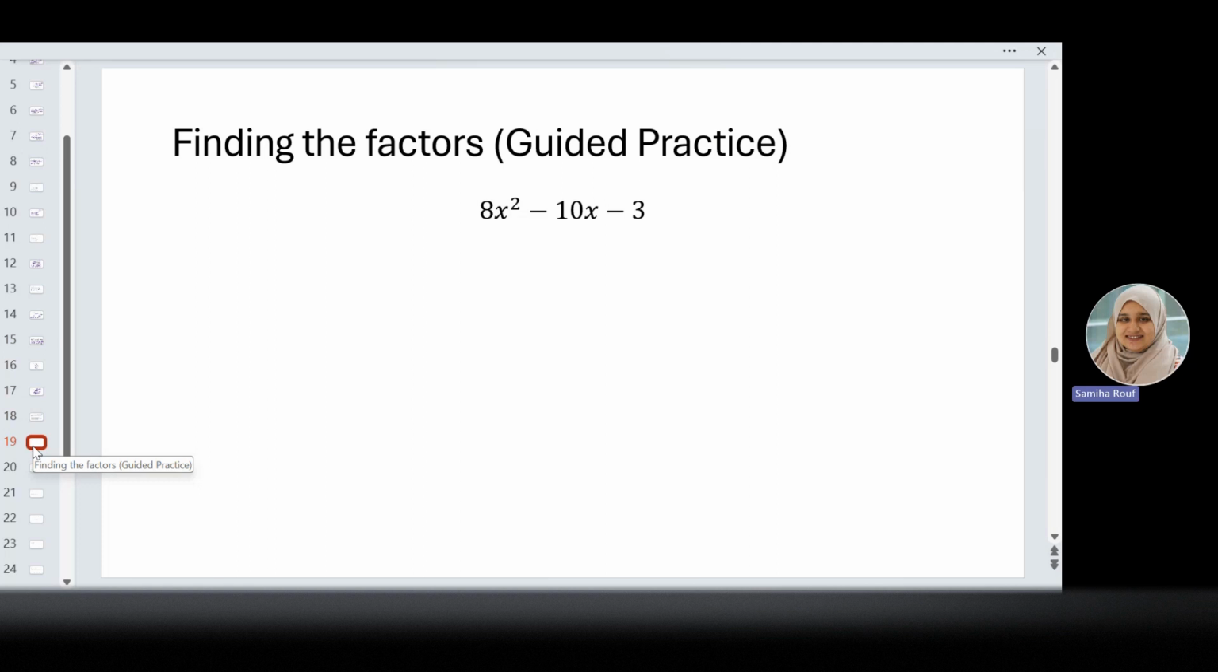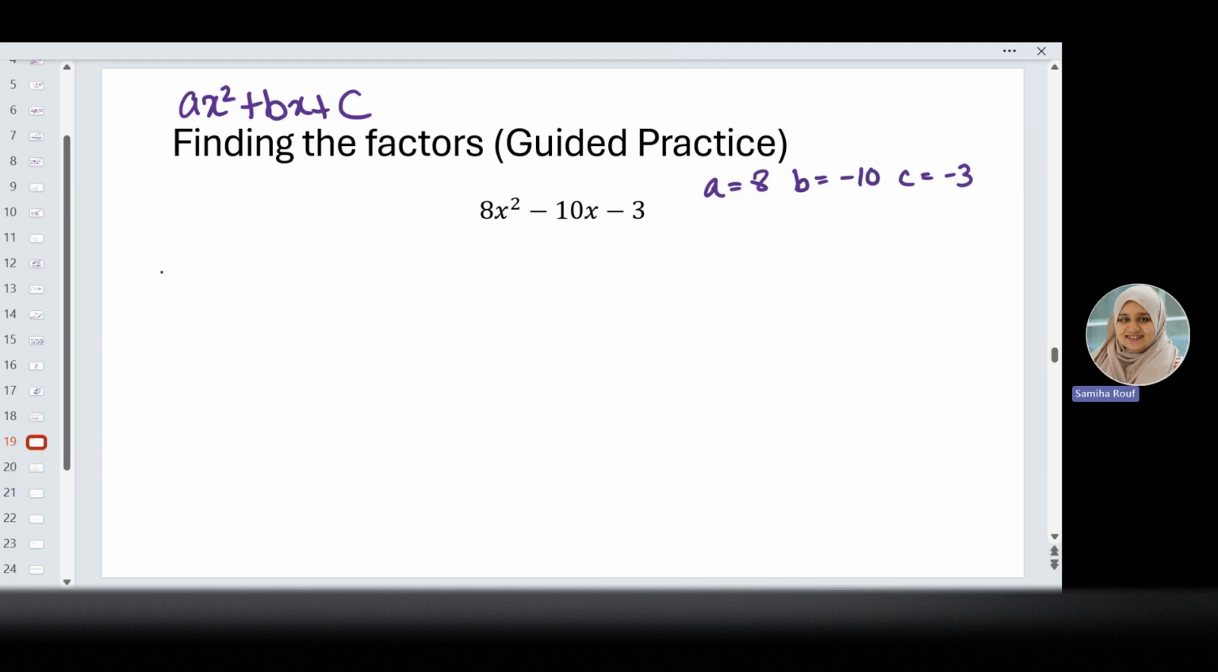How does the AC method work? Well, when you have this type of expression, the expression is ax squared plus bx plus c. Any expression that takes this form, so you have three terms. One of the terms is x squared, the other term has an x, and then the last term is a constant. Then it's called AC because you have to first determine what your A, B, and C is. So A would be 8, B would be -10, and C would be -3.